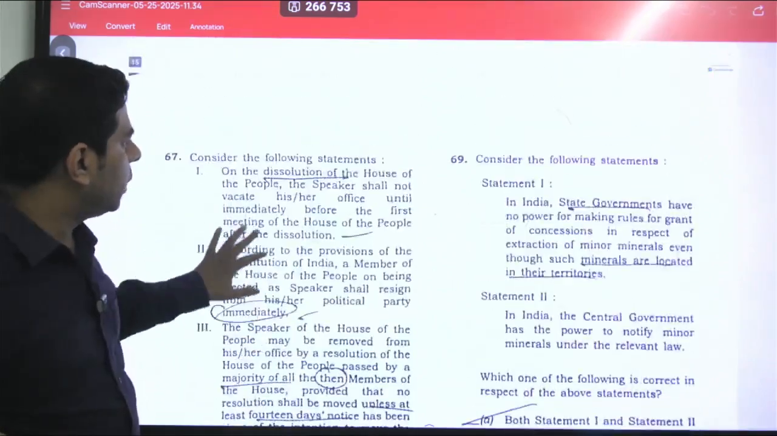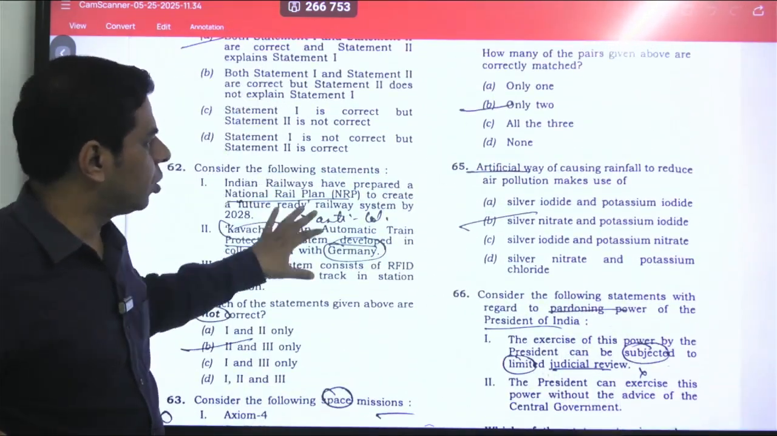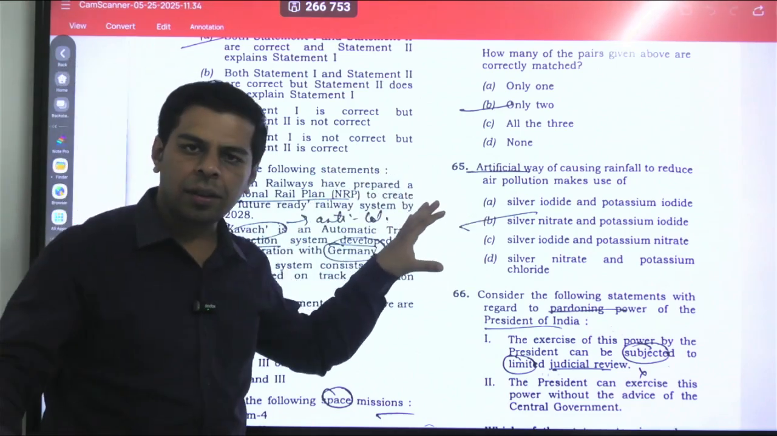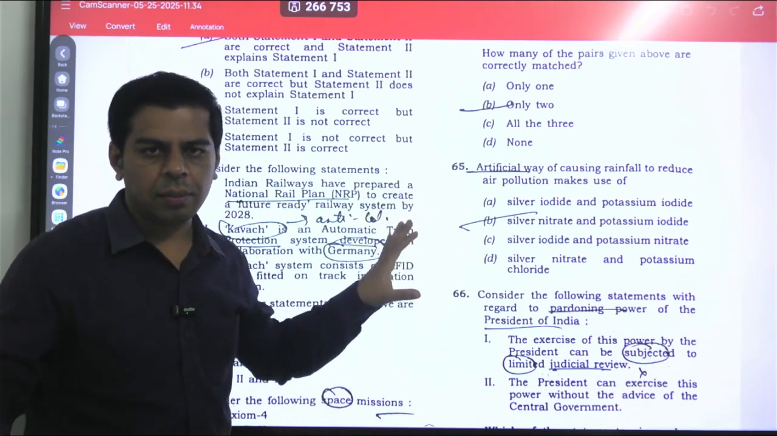So basically, in this set B, the current affairs questions, 10 to 15, were in sequence, out of which we have attributed 5 directly to science and tech and 1 to environment and ecology.